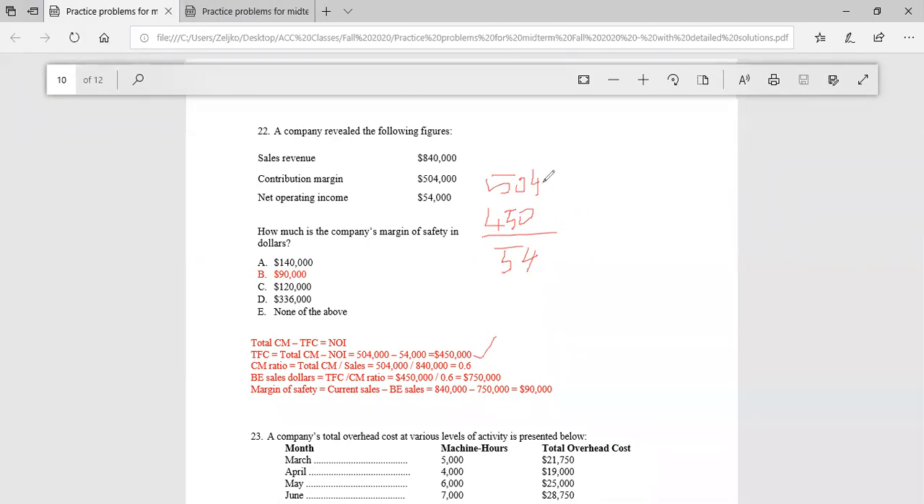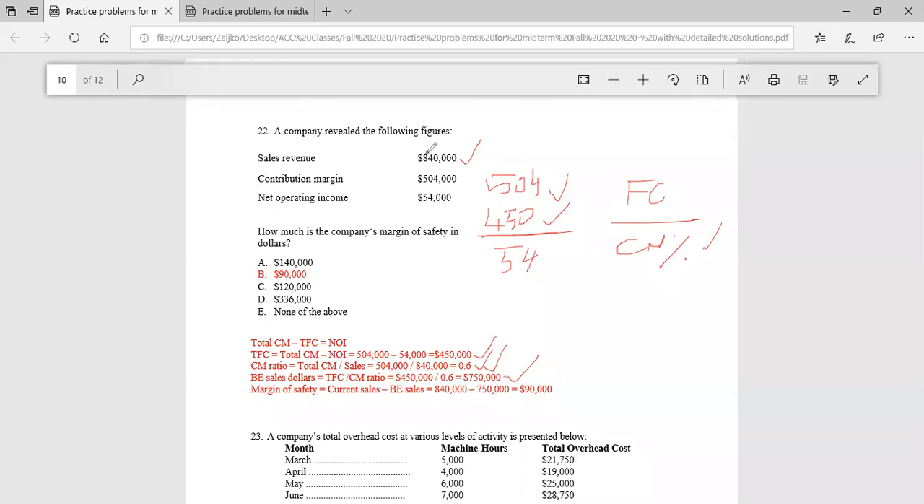We also know that, same problem as earlier, our ratio here is 504 CM ratio to 840, 60%. We don't have units here, so we cannot figure out units. I like to work with units, but we don't have units to figure out, let's say, contribution margin per unit, so we will use ratio. So we have 60% ratio here, and we will simply plug 450 into our formula, fixed cost divided by CM ratio. Fixed cost of 450 divided by CM ratio 60% will give us 750 in break-even sales.